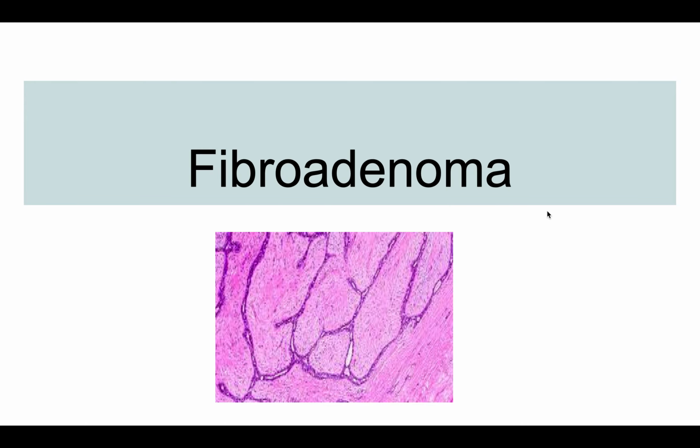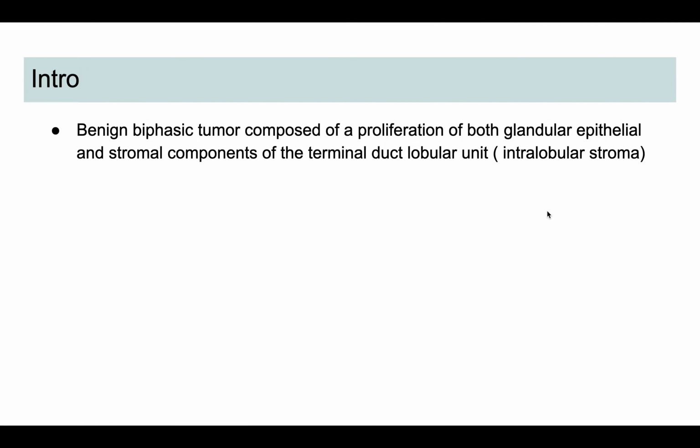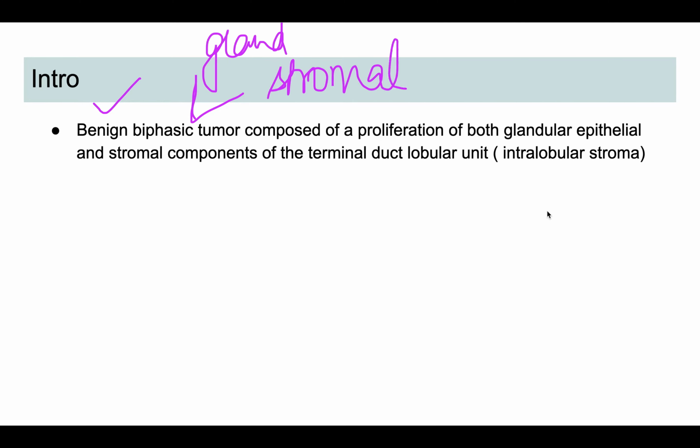Fibroadenoma. Now, fibroadenoma is a benign biphasic tumor in which there are two types of proliferation. There is glandular proliferation as well as stromal proliferation. Therefore, the name is biphasic tumor. And this stromal proliferation occurs from the intralobular stroma.